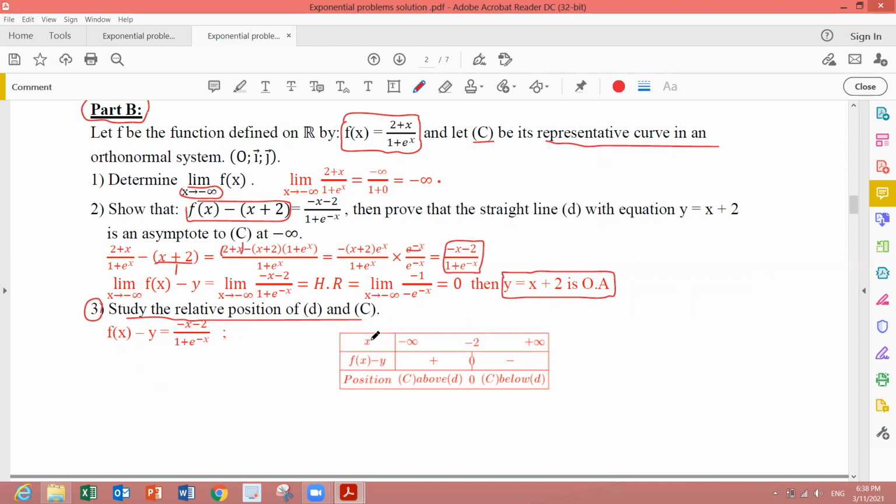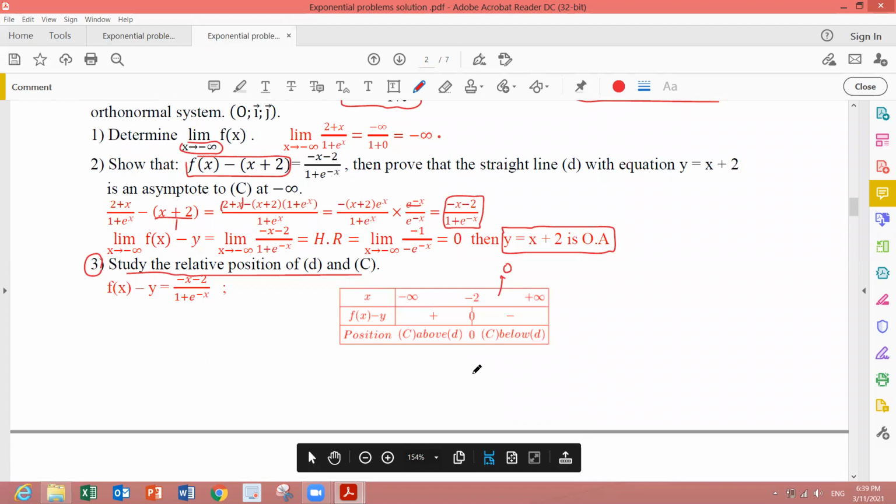I put x and the sign of f(x) minus y: minus infinity, minus 2, plus infinity. If I take a number here like 0, minus 0 minus 2 is negative. So here negative, and here it is positive. Positive, we say C is above D. Negative, C is below D. For x equals minus 2, y equals minus 2 plus 2, which is 0. So (minus 2, 0) is the common point between C and D.